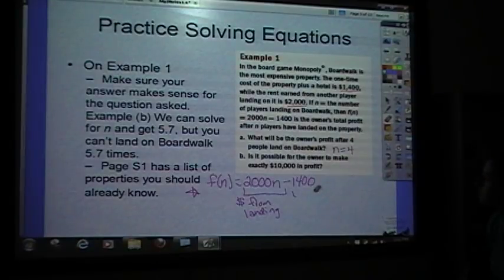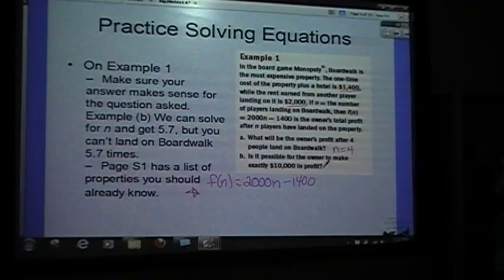I'm going to erase this a little bit. Is it possible for the owner to make exactly $10,000 from this problem? What am I looking for here? Am I going to plug in 10,000 for n? No, because that would say 10,000 people are landing. In this case, what I'm looking for is the whole profit, the whole f of n. I want to know, can I make $10,000 on that? So here, I'm going to plug $10,000 in for f of n. This one, f of n is 10,000.